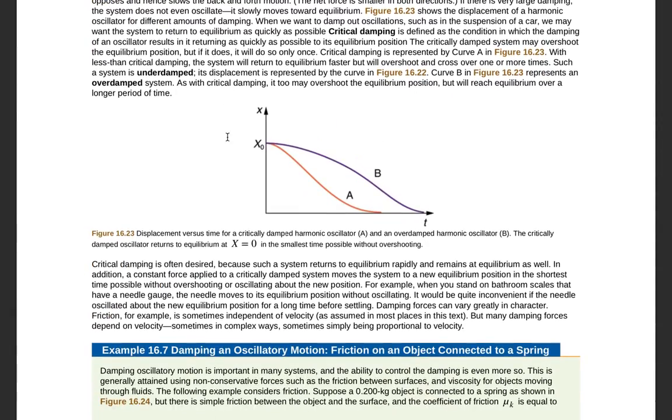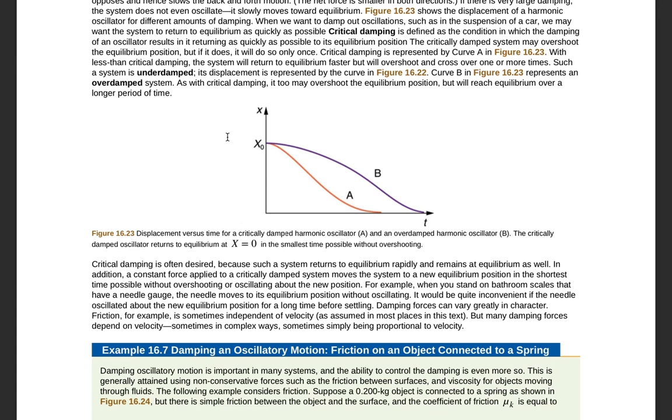So it says damping oscillatory motion is important in many systems, and the ability to control the damping is even more so. This is generally attained using non-conservative forces such as the friction between surfaces and viscosity of objects moving through fluids. The following example considers friction.